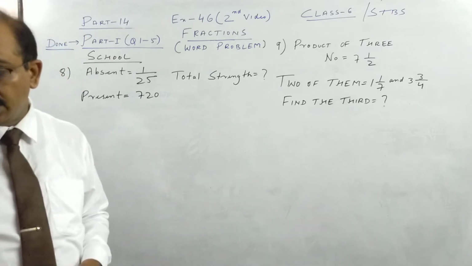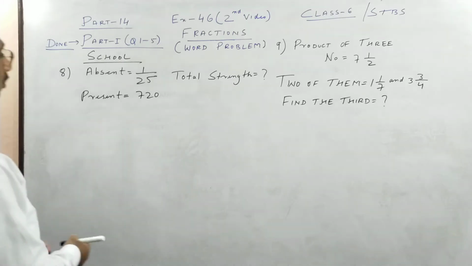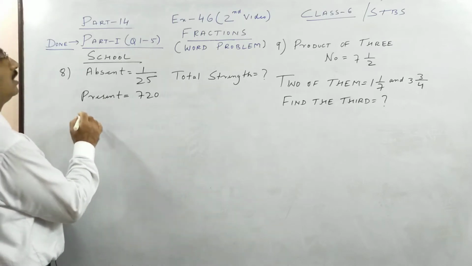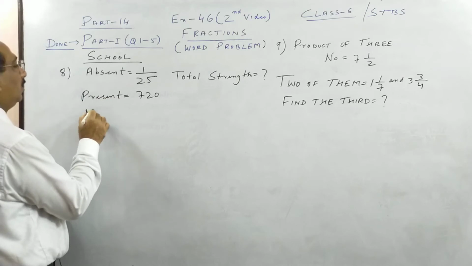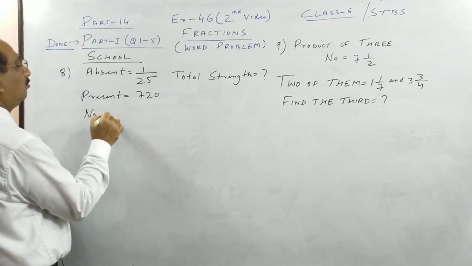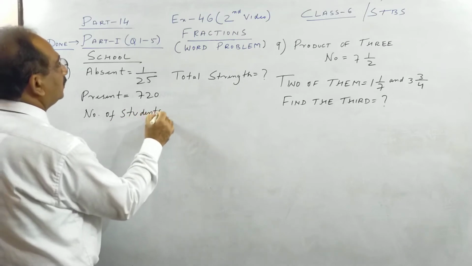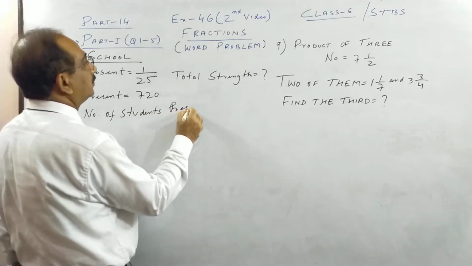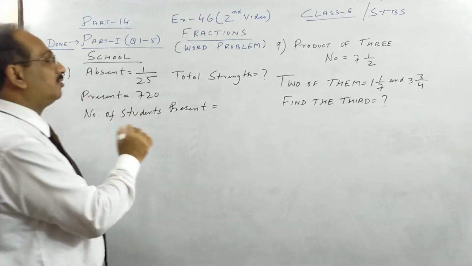One nice solved example is there. If you want to see, I always tell you to see solved example number 3. You can always see questions like this. So first I'll find how many are present as a fraction, the number of students present. You will say, sir, it is given, 720. No, I have to get it as a fraction.